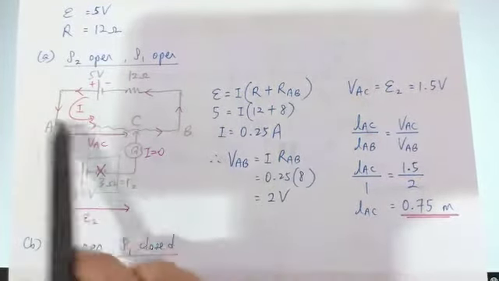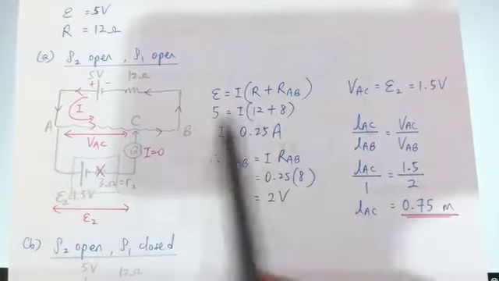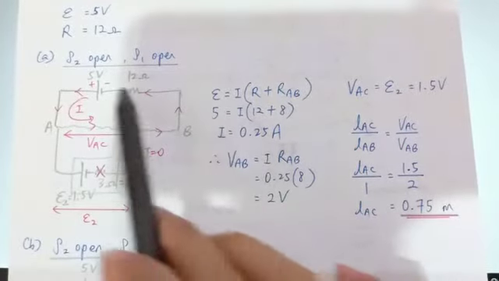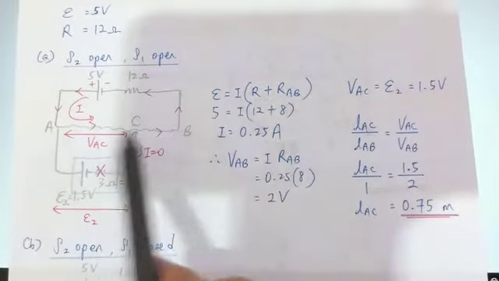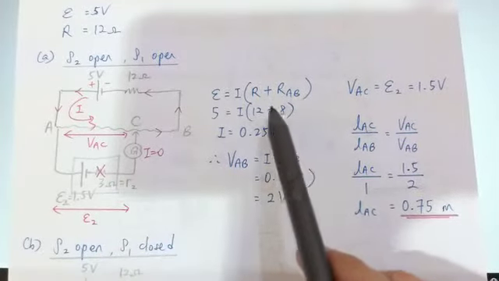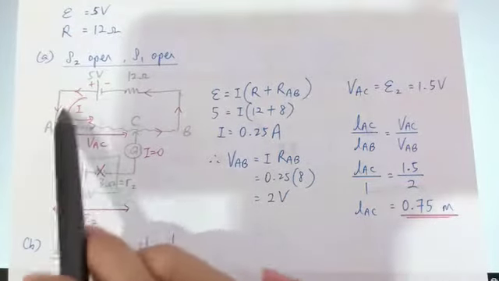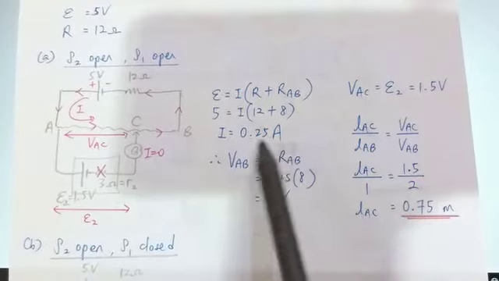So here we can use Ohm's law. E equal to I times R plus RAB. Then we substitute the information: E equal to 5, R equal to 12 ohm, and RAB is equal to 8 ohm. So we can find the current that flows in the circuit, which is 0.25 ampere.